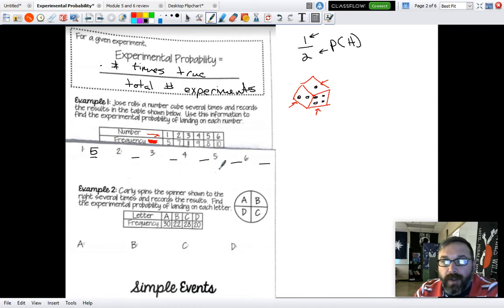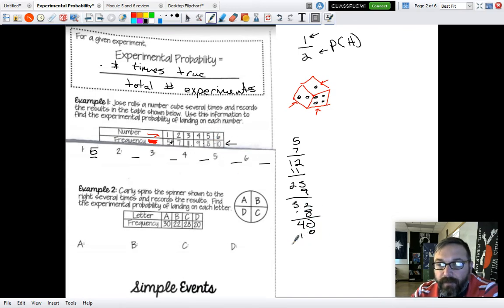But we need to know our total experiments. So how do we find the total experiments on this table? Well, we have to add. So we're going to add all this row together of the experiments because we did 5 experiments there, 7 experiments, so that's 12 plus 11, 23 plus 9, 32 plus 8, plus 10. So he did a total of 50 experiments. He rolled this die 50 times.